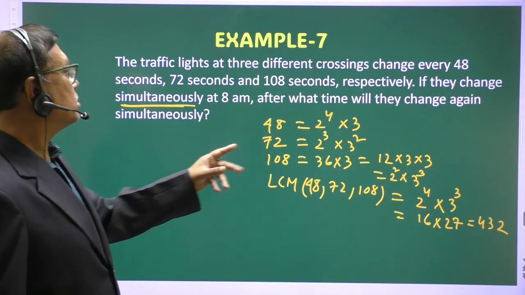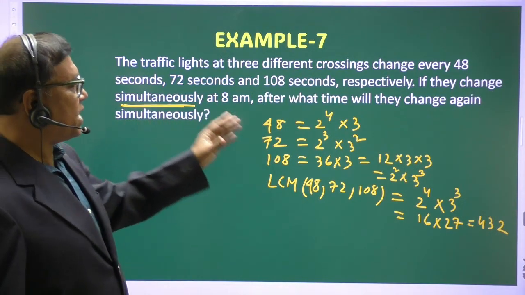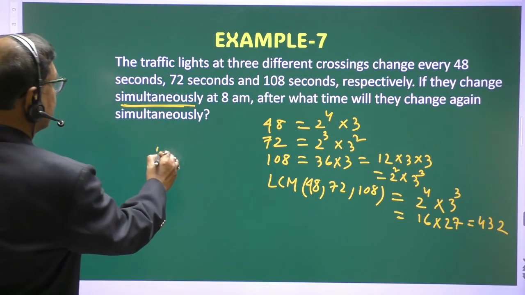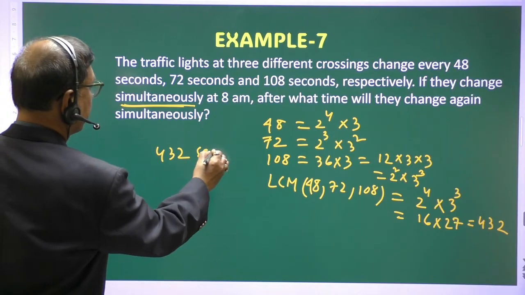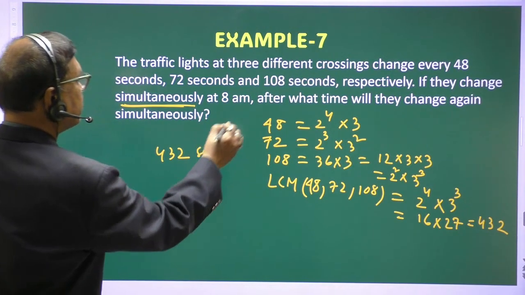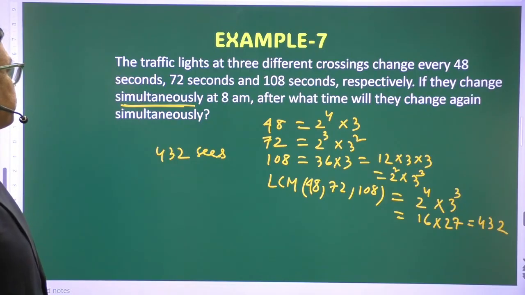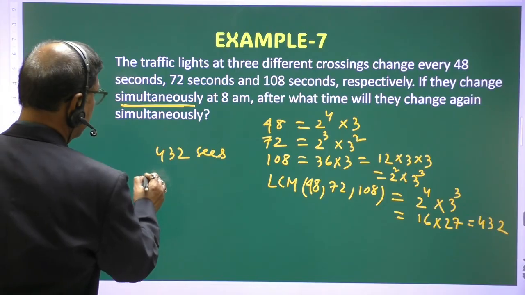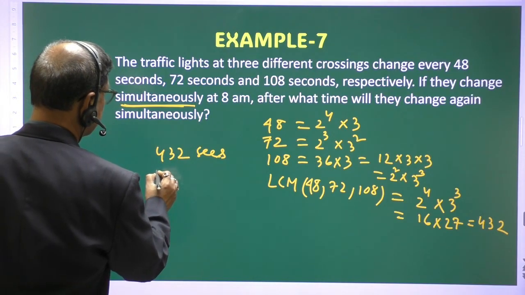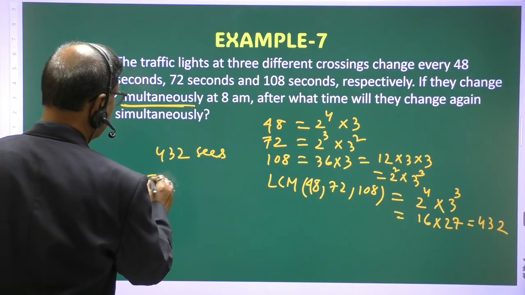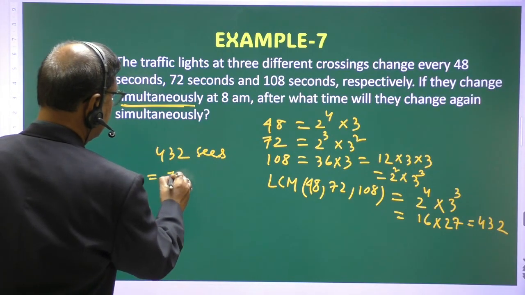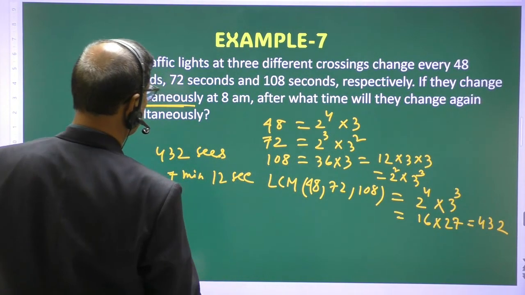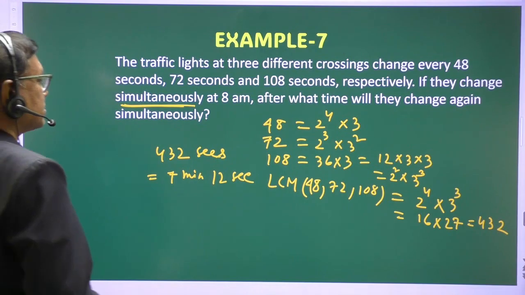That means they will change after 432 seconds. After this time they will change. Clear? But if you want to convert into minutes, dividing by 60, we are getting 7 minutes and 12 seconds. Clear? 7 minutes 12 seconds.